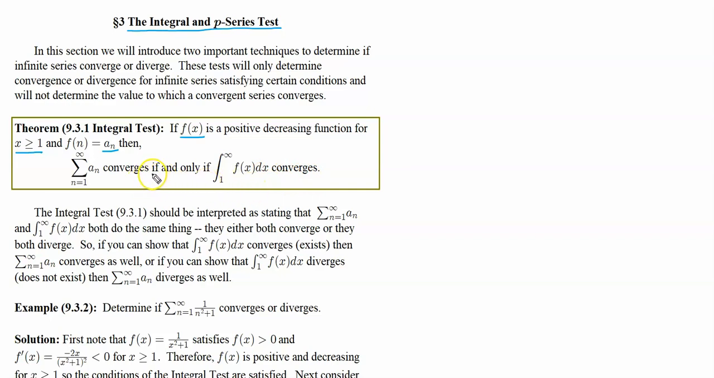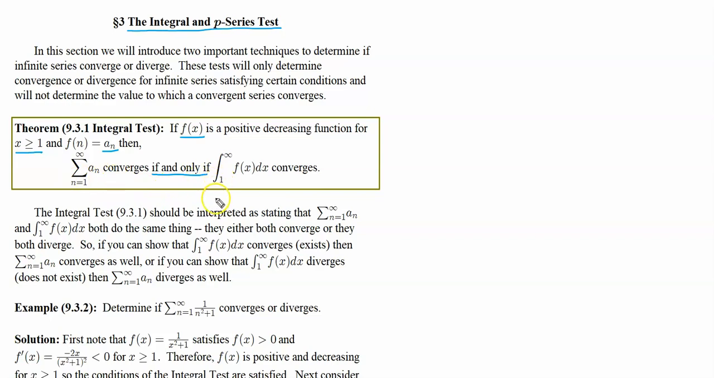Now the way you should interpret this if and only if is as being: if the series converges, then the integral converges, and if the integral converges, then the series converges. So there's really two if-then statements going on there. Another way to interpret it is quite simply like this. Both the series and the integral do the same thing. If one of them converges, the other one must converge. Or if one of them diverges, then the other one must diverge as well.